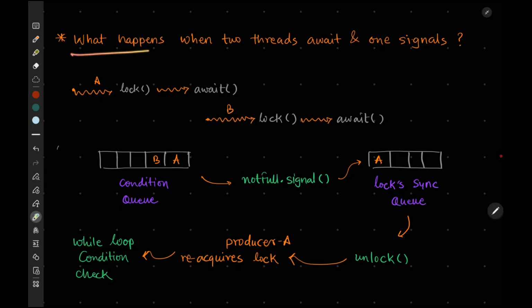So what happens when two threads await and one signals? Let's simulate a scenario that many developers get wrong. Suppose two producer threads both find the buffer full. So first A will get the lock, then it checks the buffer is full, so it calls the await method, which releases the lock and gets parked. Thread B gets the lock, it acquires it, but since the buffer is full, it calls the await method, releasing the lock and parking itself.